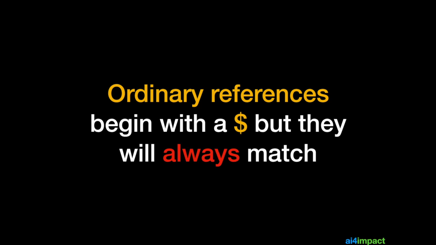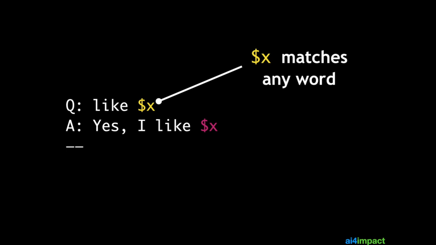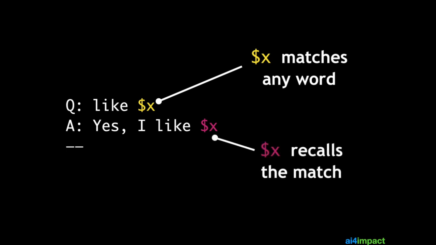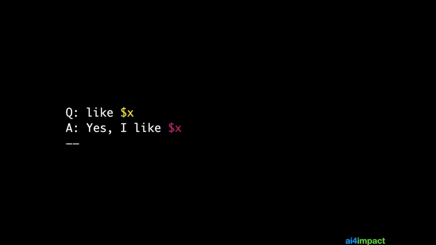Ordinary references begin with a $ sign, but they will always match. So in this example, like $X will match any word after like. In the same way, if you use $X in your answer, it will be recalled. So $X is called an ordinary reference because there is no type directly associated with it.